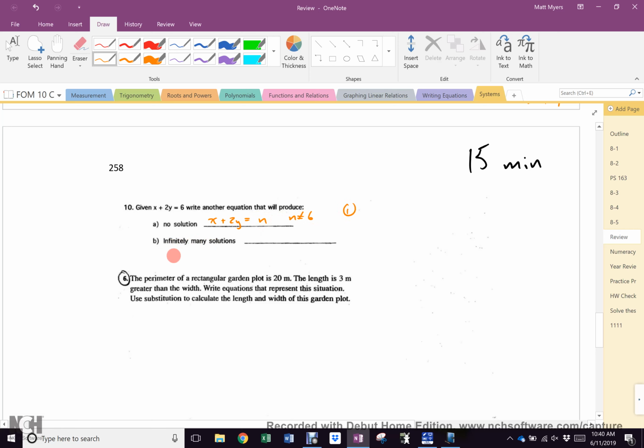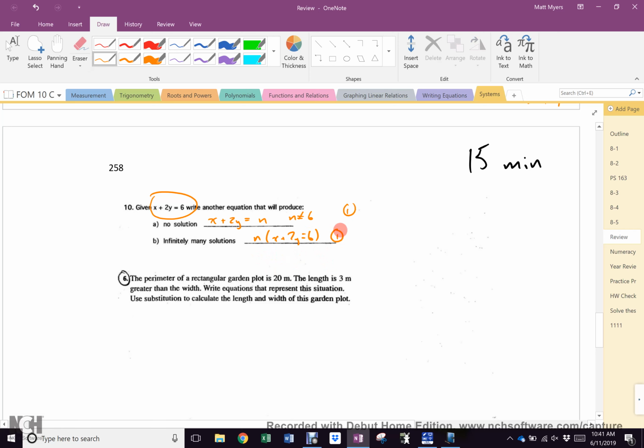Infinitely many solutions. That means it's the exact same line, yes? What can you do to an equation to make it look different but keep the same values? Jacqueline? Multiply the whole thing. So you would put n in front of x plus 2y equals 6, and whatever that n is, you would multiply it through. So if that n was 2, 2x plus 4y equals 12. Whatever. And that would get you that mark.